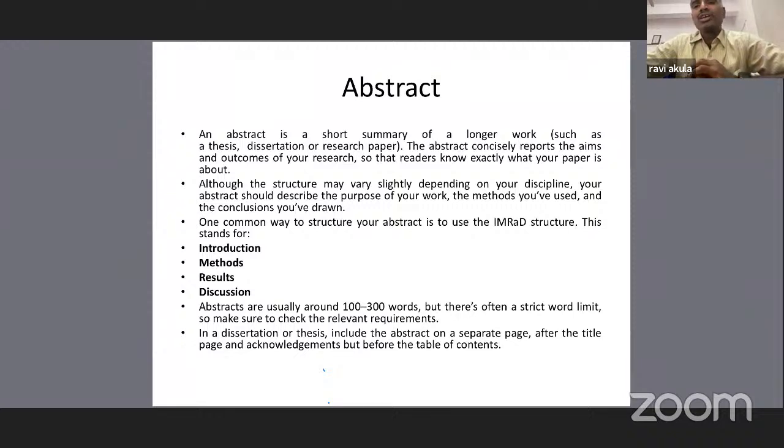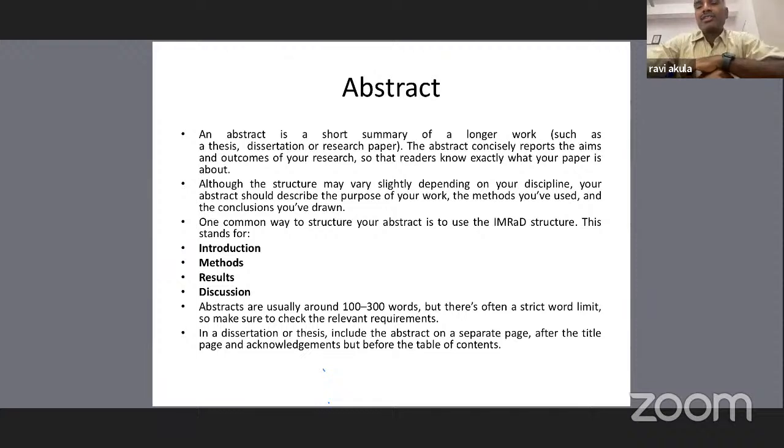So abstracts are usually around 100 to 300 words, but there is often a strict word limit. So make sure to check the relevant requirements. Some journals may ask for an abstract of 100 words only, so confine your abstract to 100 words. Some journals may ask for an abstract of 250 words, then try to prepare your abstract to that extent. So as I told you already, before sending the paper for publication, you go through the author's guidelines or call for papers. There you can get the full details.